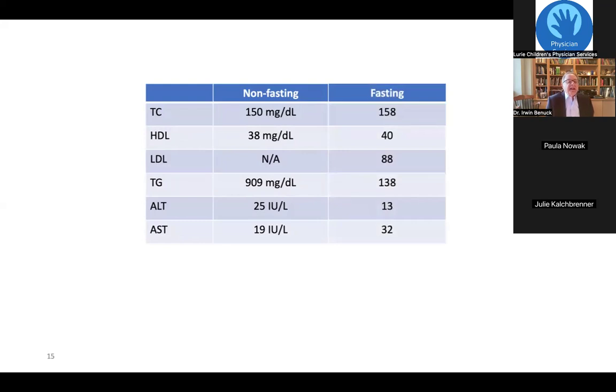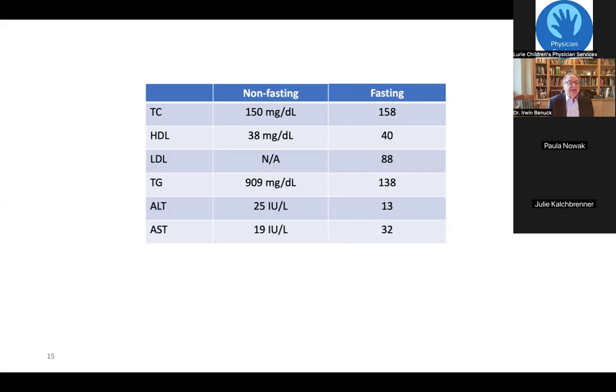So we had a patient referred to us because of very high triglycerides. Triglycerides were 909. That wakes me up and keeps me up at night. So we did a total cholesterol. The total cholesterol was 150. The HDL was 38. The LDL could not be calculated because it was so high. The triglycerides 909, that is off the wall, and the liver functions were normal.